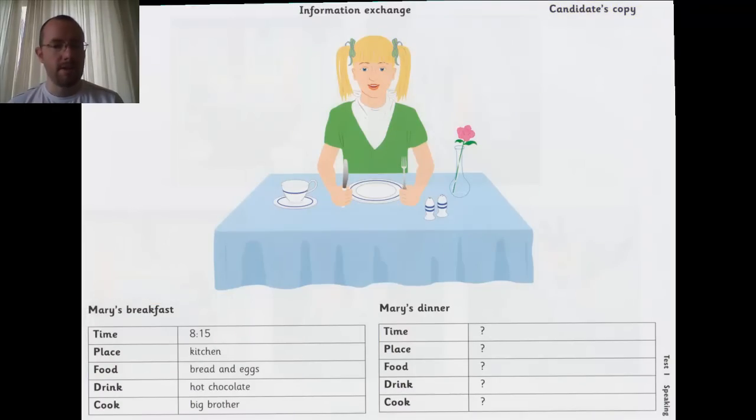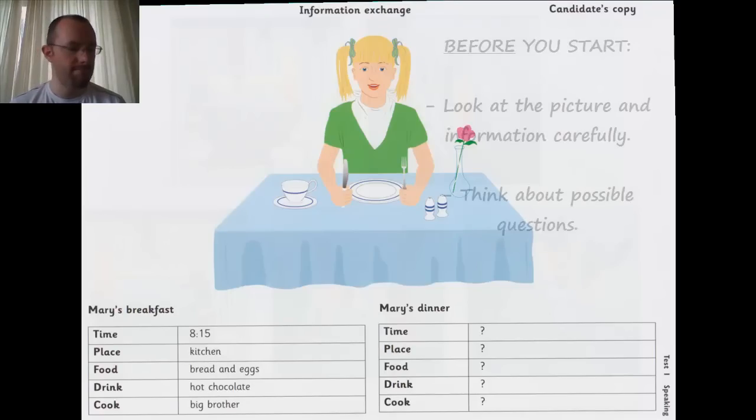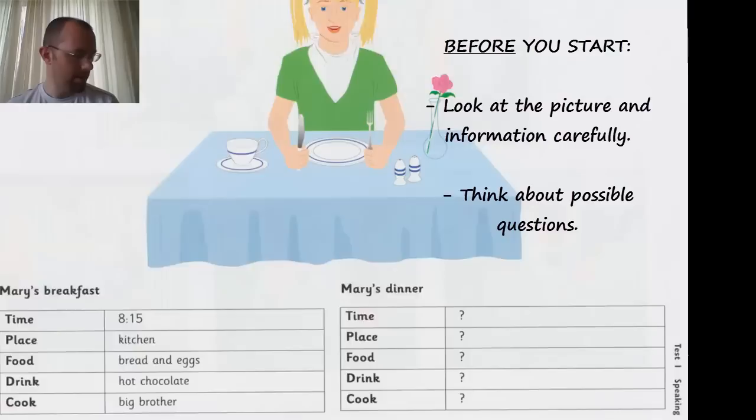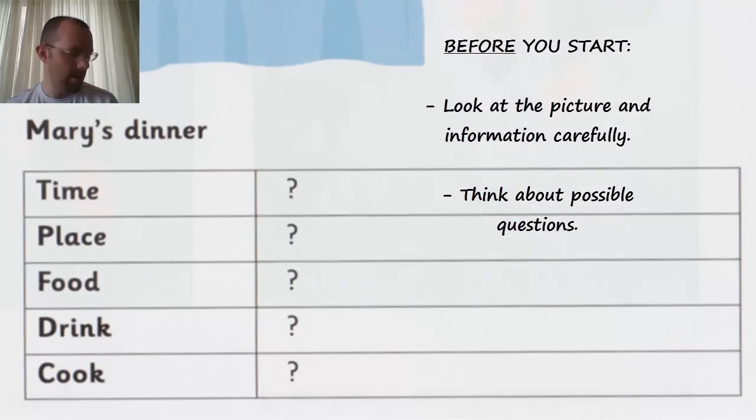First, the examiner will ask you questions about Mary's breakfast, and you will answer them. Then, you will ask the examiner about Mary's dinner, and he or she will answer. Before you start, it's a good idea just to look at the words and the information and think about the kind of questions. So in your copy we see for Mary's dinner, time.